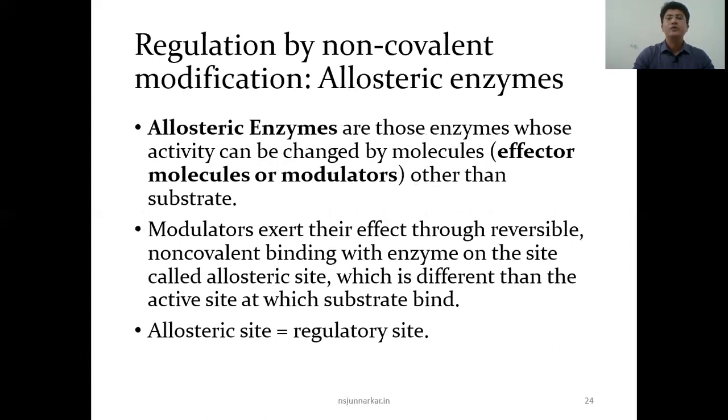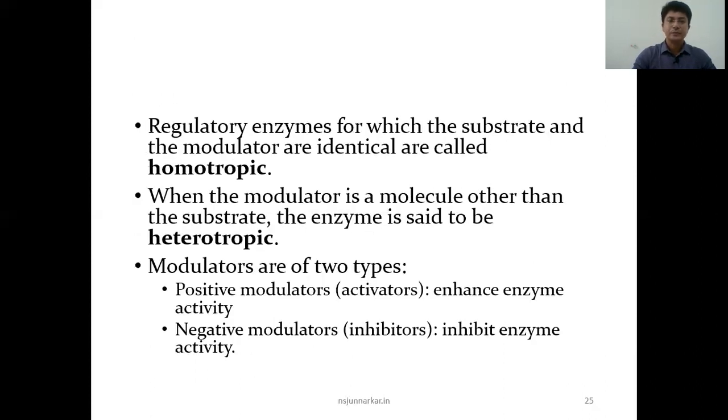Allosteric enzymes are those enzymes whose activity can be changed by molecules which are called effector molecules, or modulators, which are other than the substrate molecules. Modulators exert their effect through reversible non-covalent binding with enzyme on the site which is called the allosteric site, which is different from the active site at which the substrate binds. So allosteric site is also called the regulatory site.